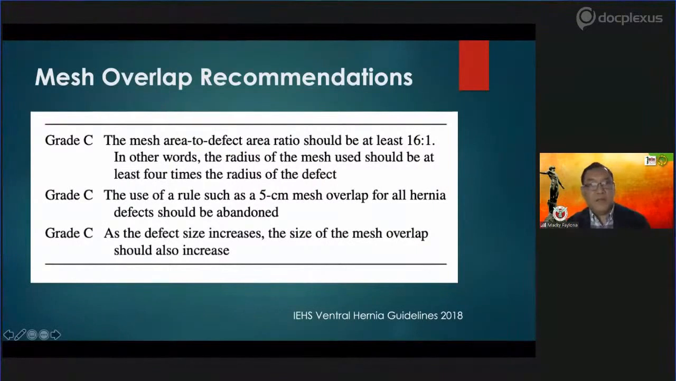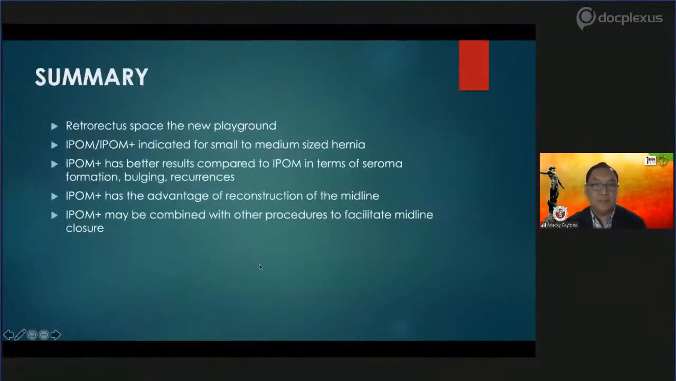Some words about mesh overlap. Gone were the days that we used the 5 centimeter rule regarding the overlap. What is recommended now is that you use the mesh area to defect area ratio, and this should be at least 16:1. In other words, the radius of the mesh used should be at least 4 times the radius of the defect. And as the defect size increases, of course, the size of the mesh overlap should also increase. So in summary, the retrorectus space is the new playground.